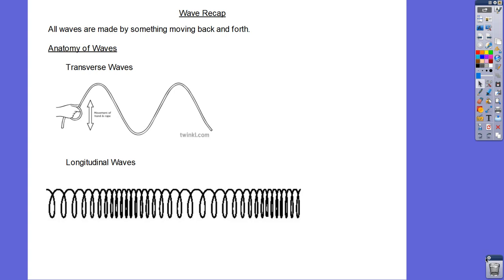So all waves are made by something moving back and forth. There's some sort of vibration, and the book reading made a big deal about that, something moving to and fro. It can be a person's hand moving a string or a spring. In a musical instrument, it could be a reed vibrating back and forth, or a string that is plucked and vibrating, or all sorts of things.